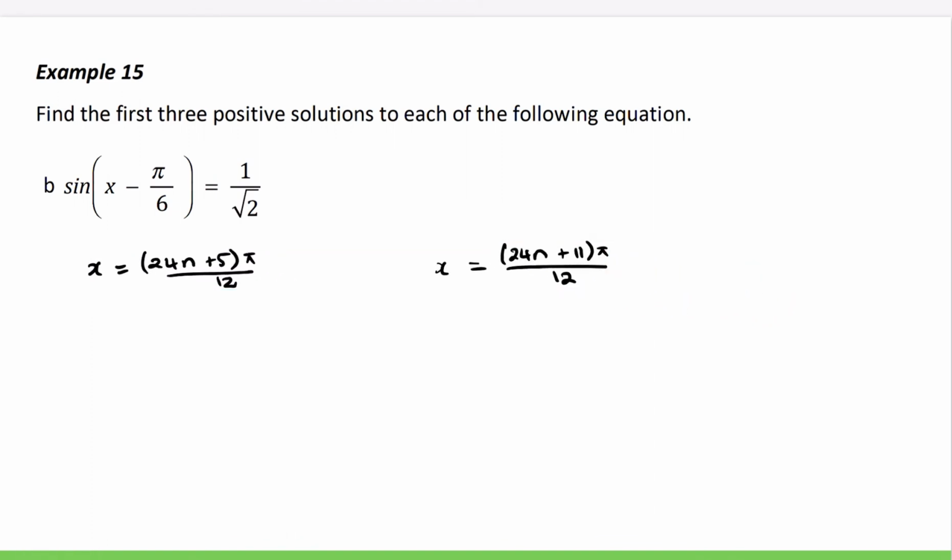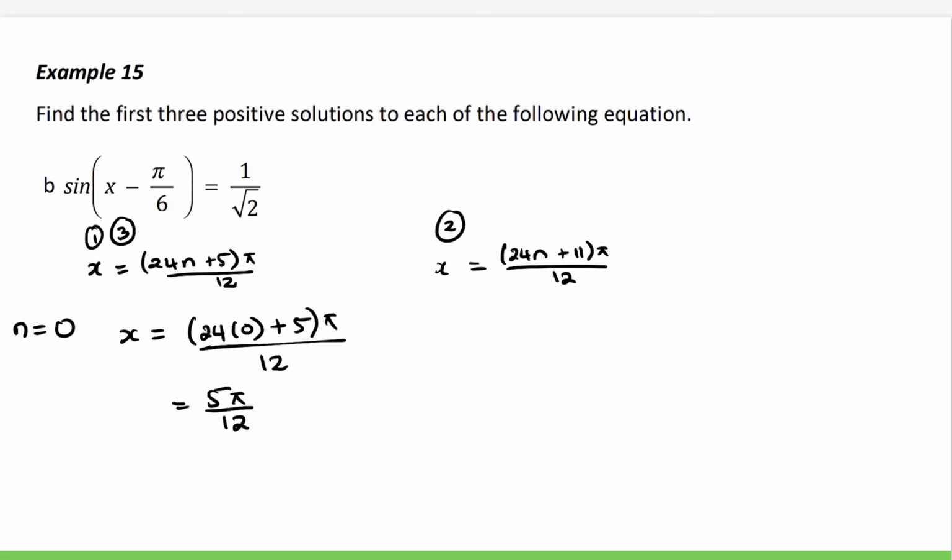Okay, so as we spoke about, our first and third solution is going to come from this one. It's in the first quadrant, and our second solution is going to come from this one here. So we're going to begin. We always begin with n is equal to 0. In this case, x will equal 24 times 0 plus 5π on 12. That will be just 5π on 12. That's our first solution. Now for our second solution, we're still using n as 0, but we're using it in the second quadrant this time. So x is equal to 24 times 0 plus 11π on 12. So that will just be 11π on 12.